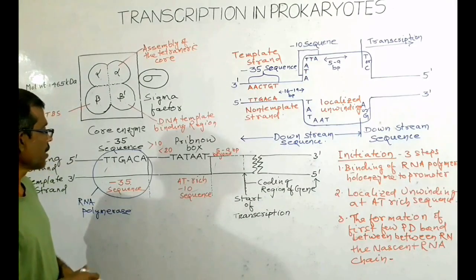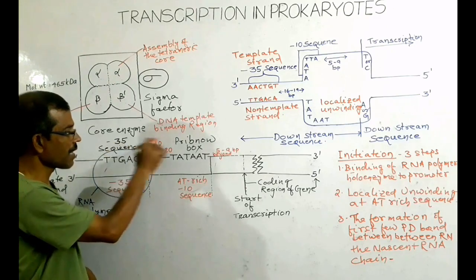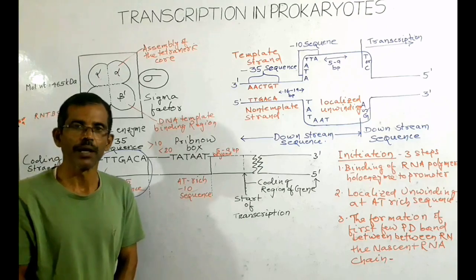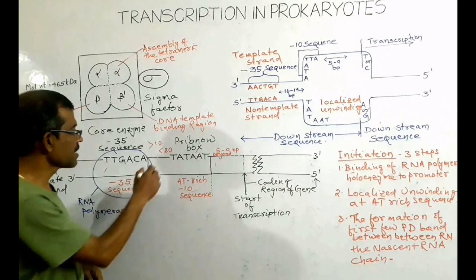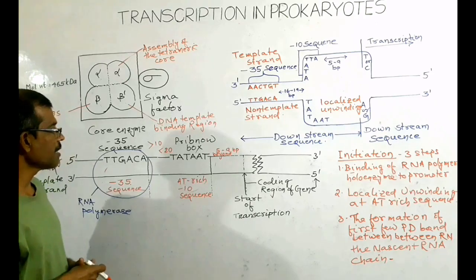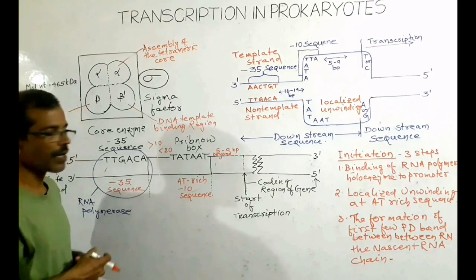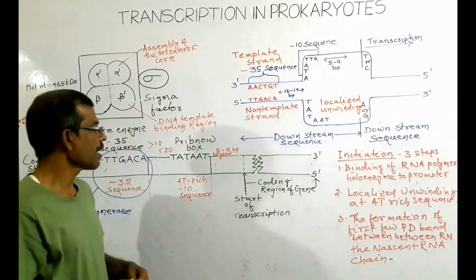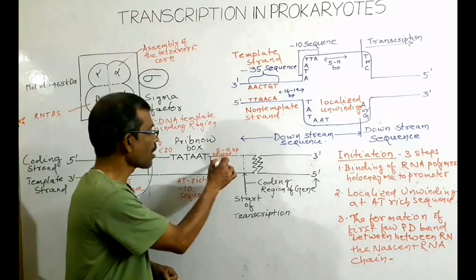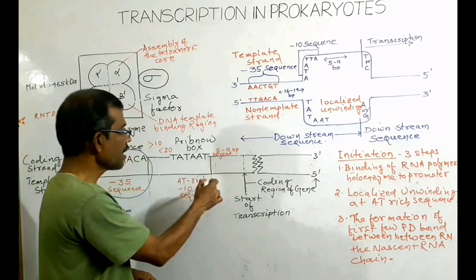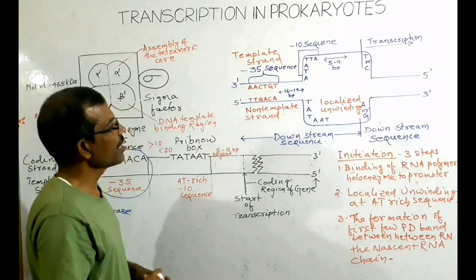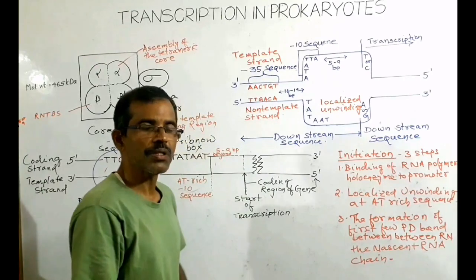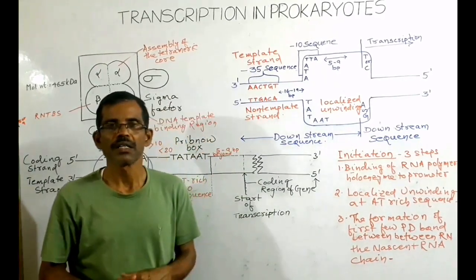The distance between the -35 sequence and the -10 sequence is highly conserved in E. coli. The distance does not exceed 20 base pair and it is not less than 10 base pair. And the initiation of transcription begins at a distance of 5 to 9 base pair beyond the AT rich sequence. Friends, this illustration clearly describes the process of initiation of transcription.